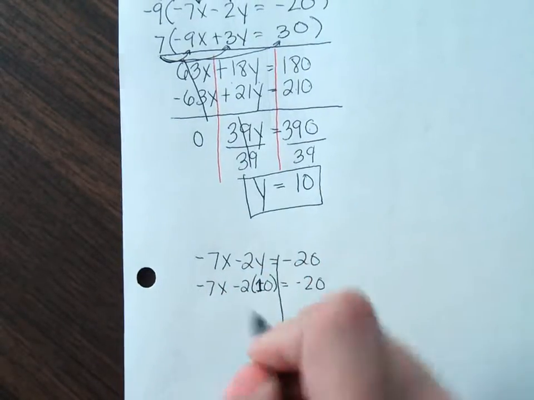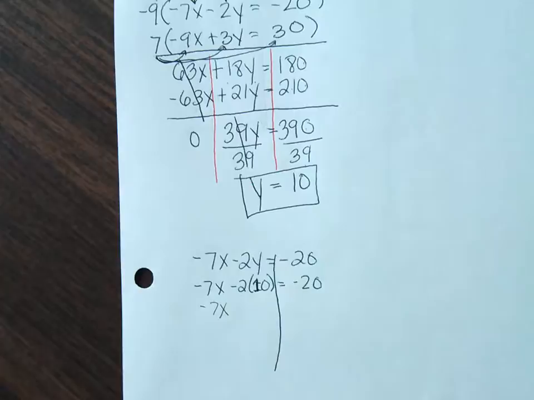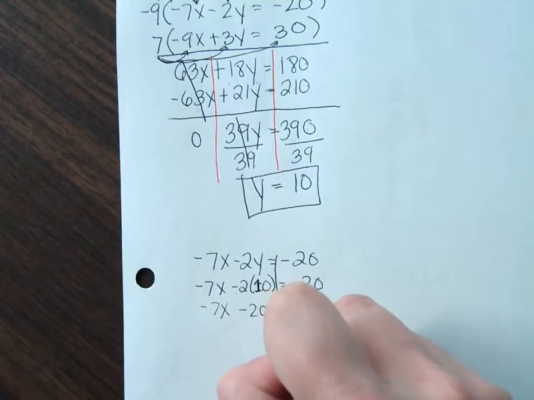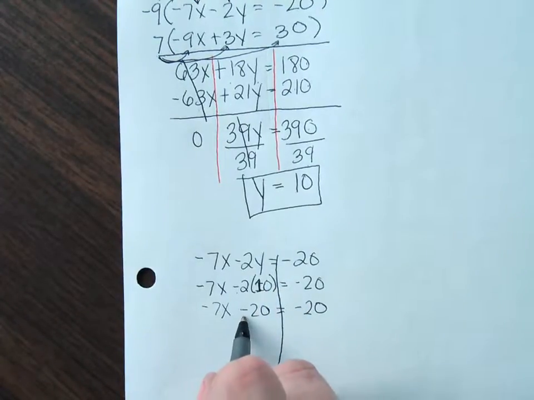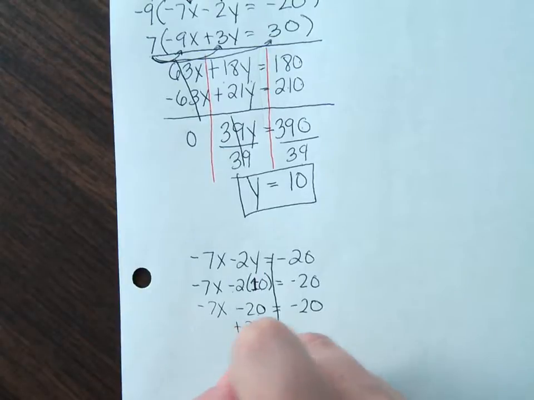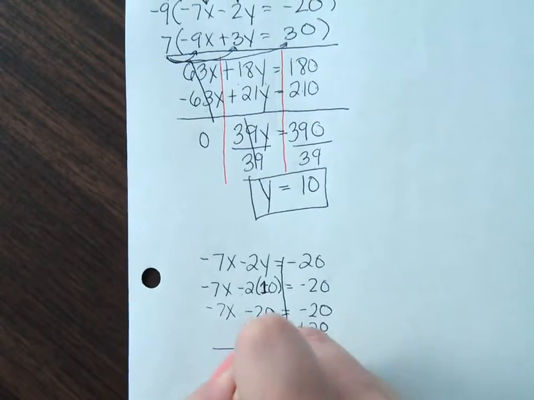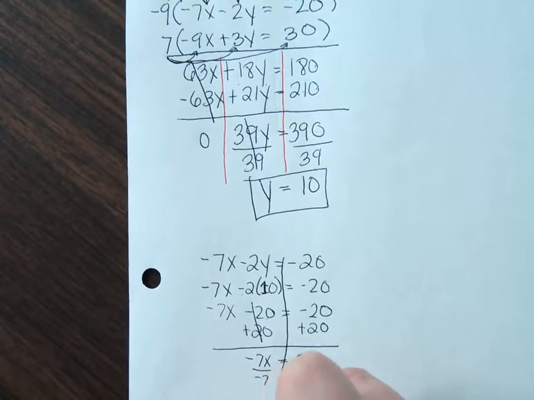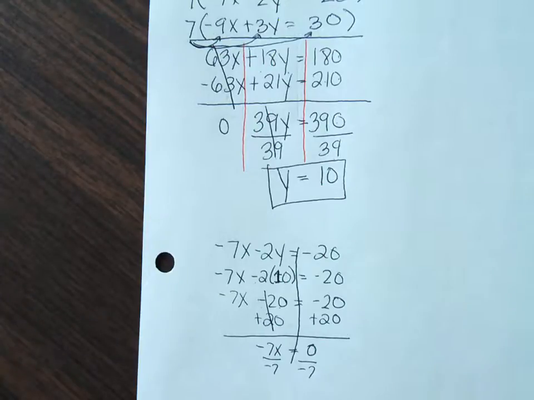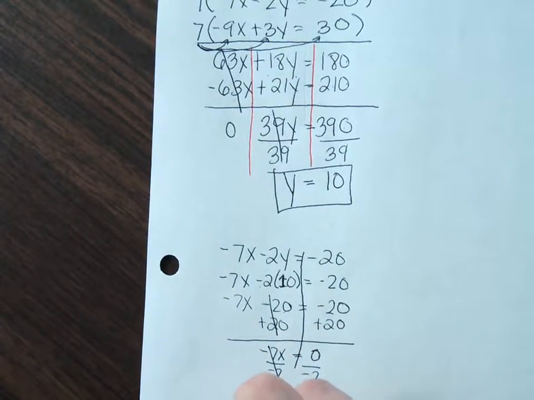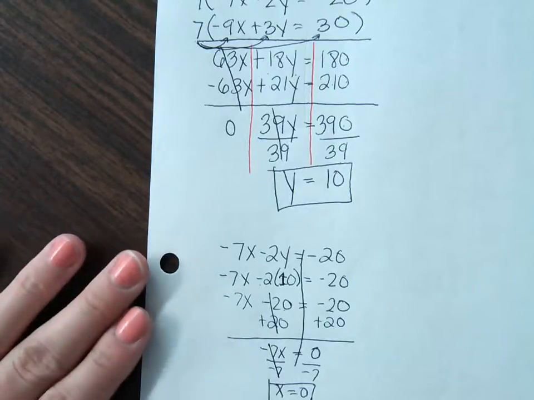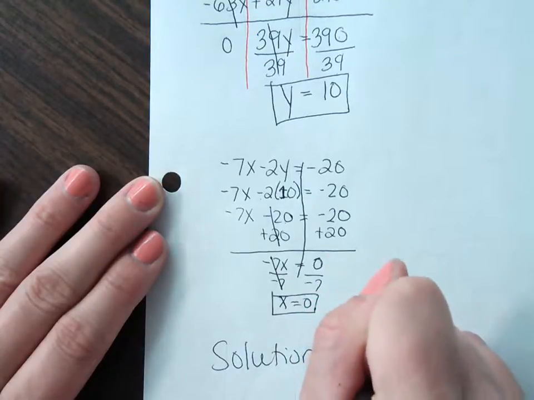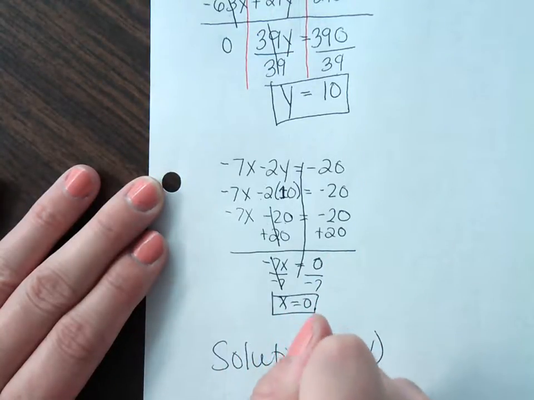Now we solve. Negative 7x comes down because nothing happens with it. Negative 2 times 10 is negative 20 equals negative 20. Since this is subtracting 20, we have to add 20 to both sides because we have to use inverse operations. And that leaves me with negative 7x equals 0. Divide both sides by negative 7 and we have x equals 0. Your solution, remember we write as x comma y, will be 0 comma 10.